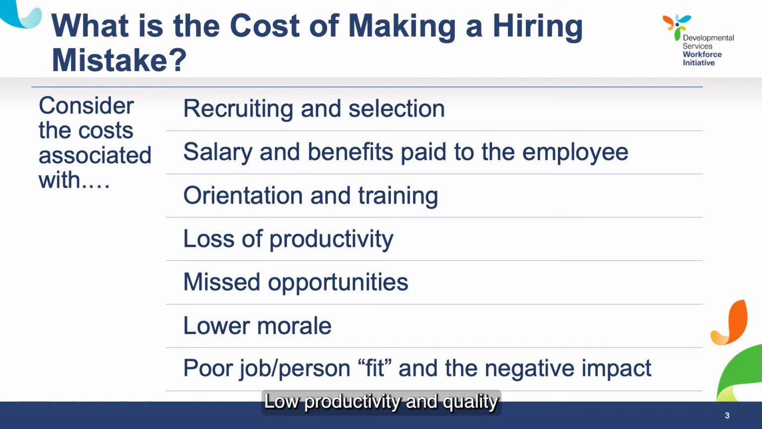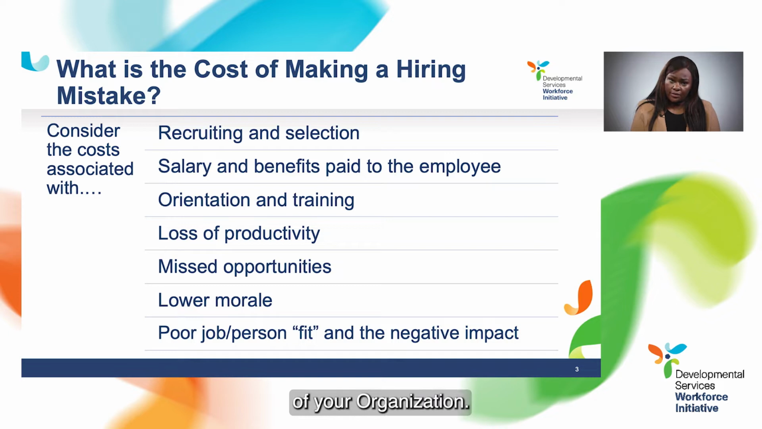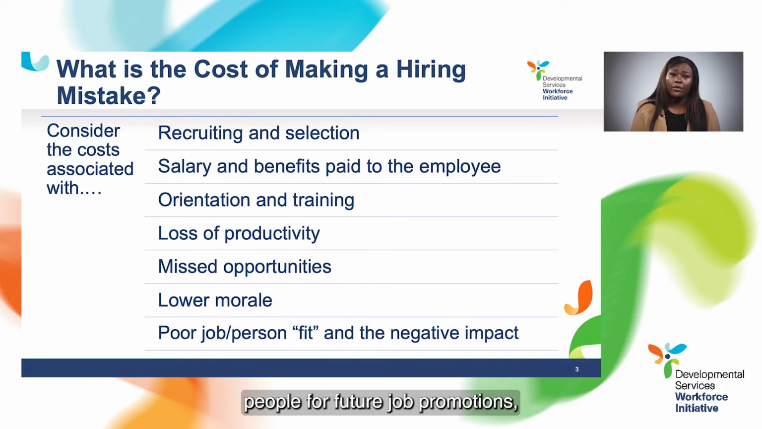Other costs include low productivity and quality while a poor performer is in the role, loss of opportunity, for example, missed opportunities to build community connections, lower morale as others struggle to pick up the slack, a poor job or person fit and the associated negative impact, and dissatisfied people supported, families or community members who may form a negative long-term perspective of your organization. That's why making the right hiring decision strengthens overall performance, helps build morale, provides you with a source of skilled people for future job promotions, and saves the significant time and money involved in correcting a hiring mistake.